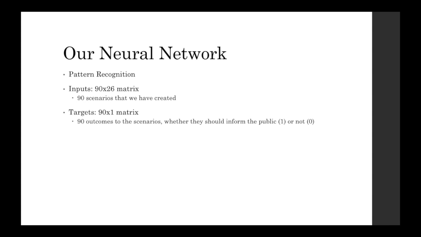Our neural network uses pattern recognition. The input data is a 90 by 26 matrix, which is 90 scenarios that we've created, and the target or output data is a 90 by 1 matrix, which is the 90 outcomes that we have determined as a group as to whether they should inform the public or not. 1 means that they should inform the public, while the 0 means they should not inform the public.